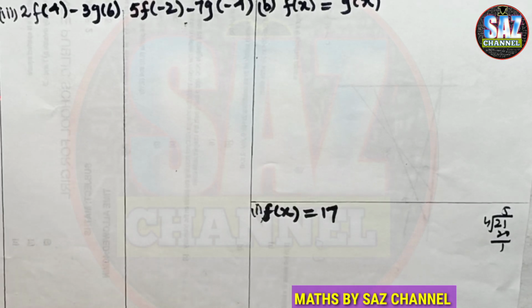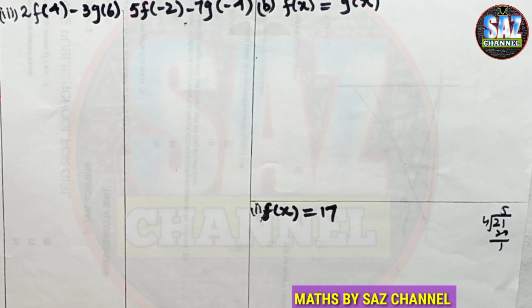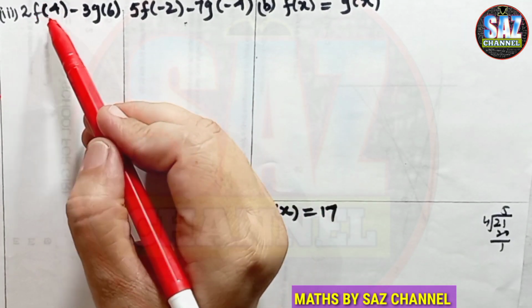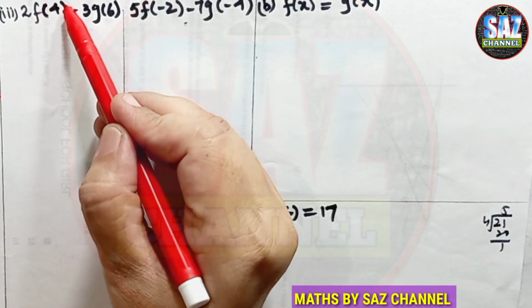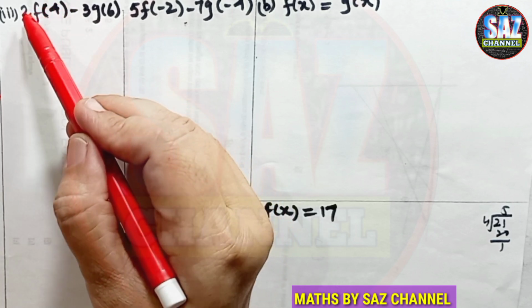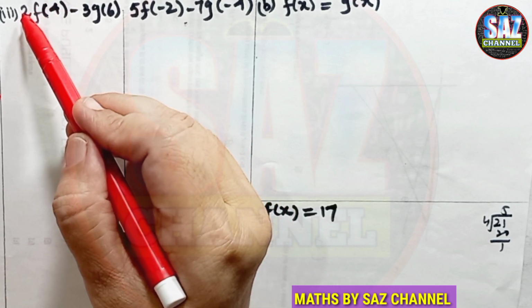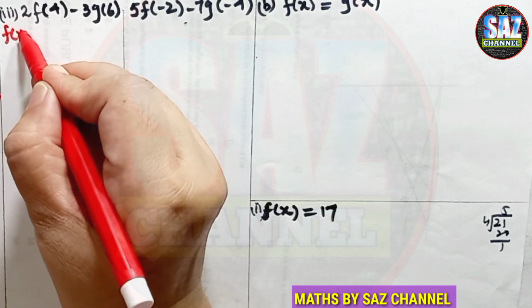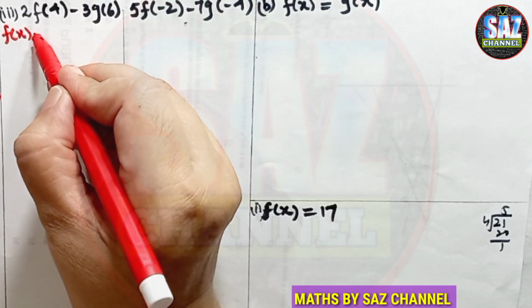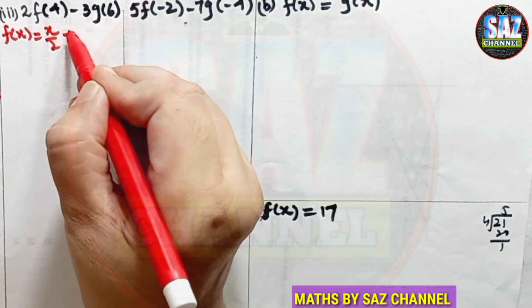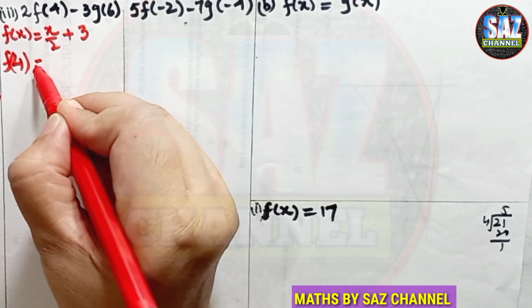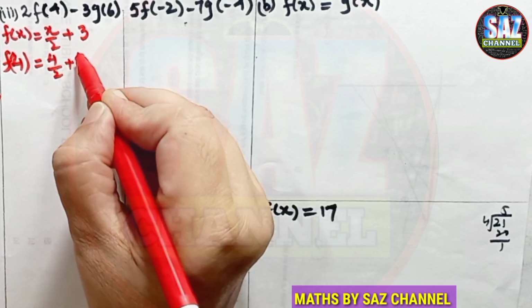Let's move to the next part of the question, and the next part is 2f of 4 minus 3g of 6. If we look at the question, it means that first of all I have to evaluate the function f at 4, and whatever answer I'm getting I have to multiply it by 2. So f of x, the function of x equals x by 2 plus 3. f of 4 will give me 4 by 2 plus 3.